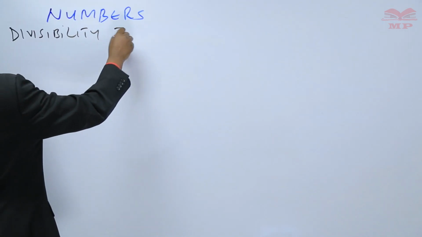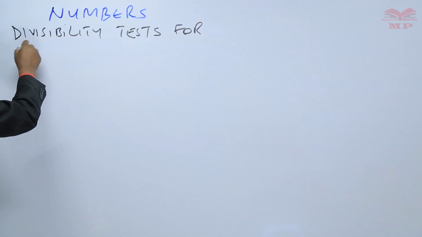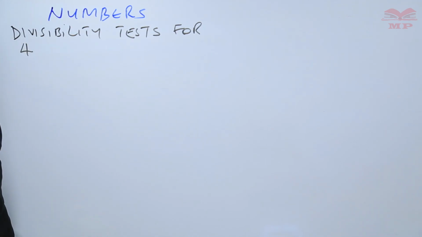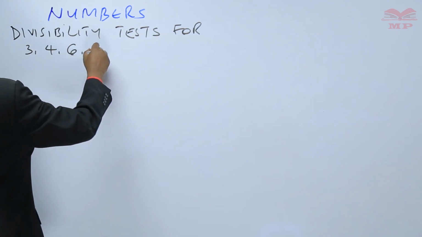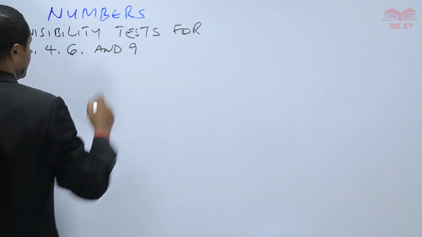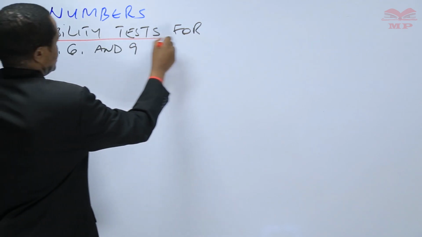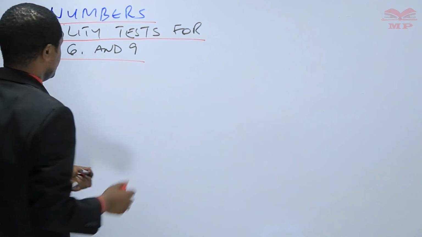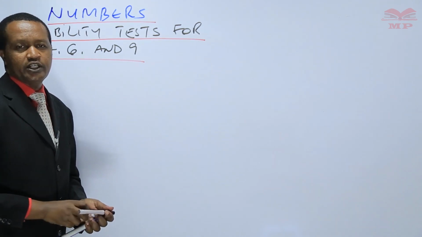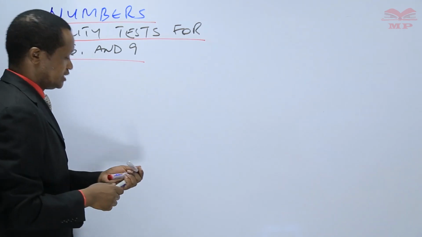Divisibility tests for numbers. We start with number 3, 4, 6, and 9. If you can remember, in standard 4 we did the divisibility test for number 2, number 5, and number 10.